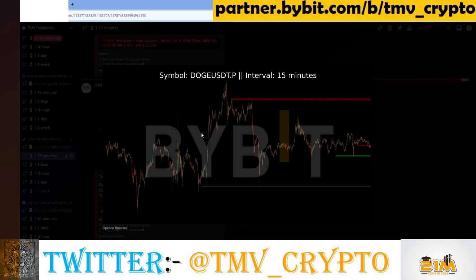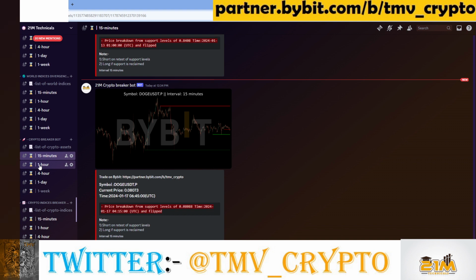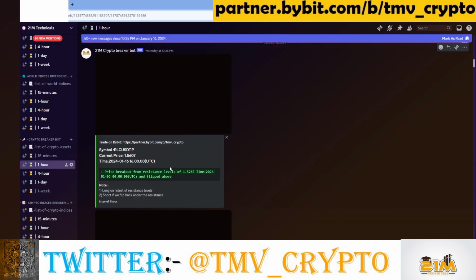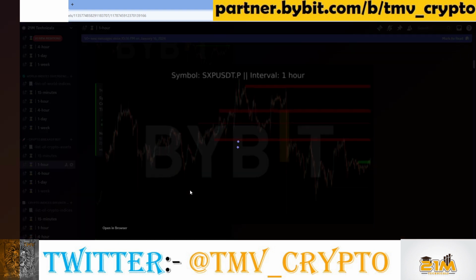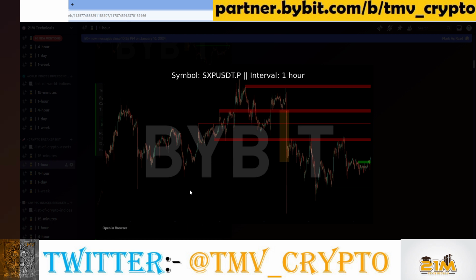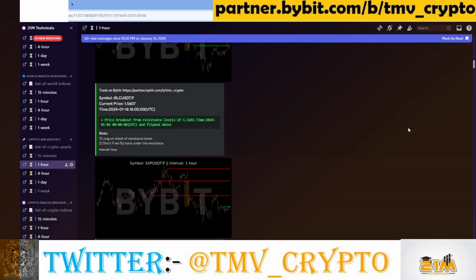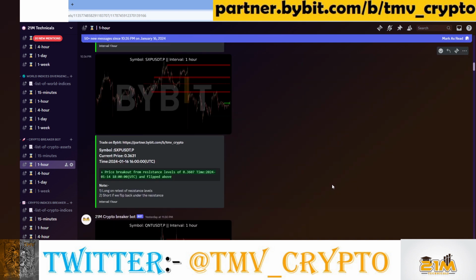Now why this bot, guys? You can use this bot in two ways actually. This bot literally draws all the levels you need on various time frames. You need a chart on 15 minutes, on 1 hour, on 4 hours. It just draws such perfect levels. You can literally have those levels in your chart as well, replicate them, and then probably play it. That's one way of doing it.